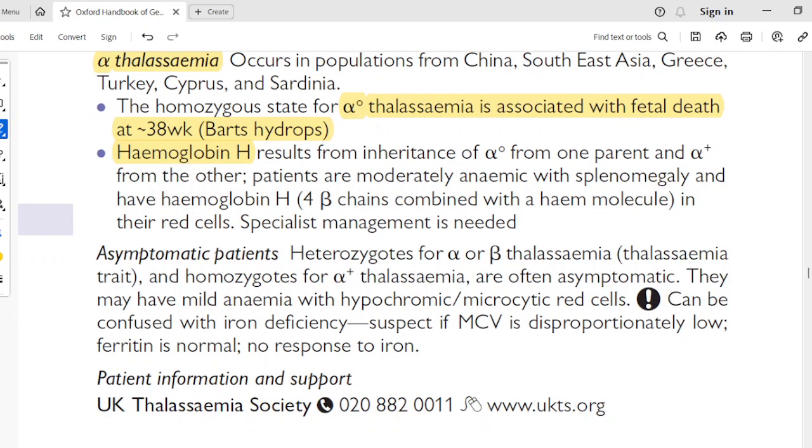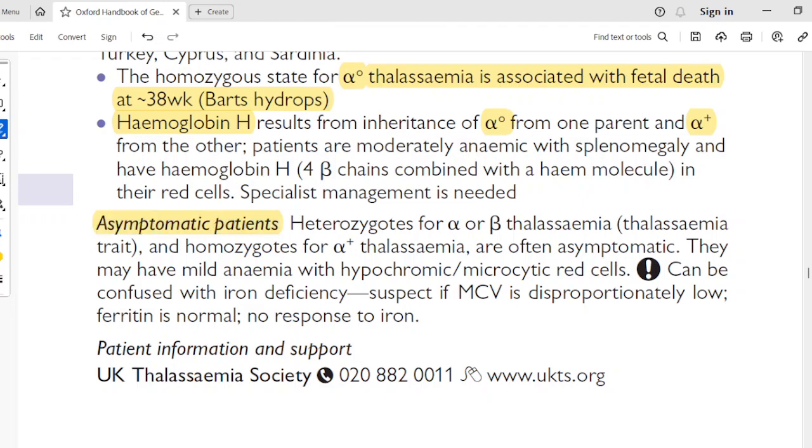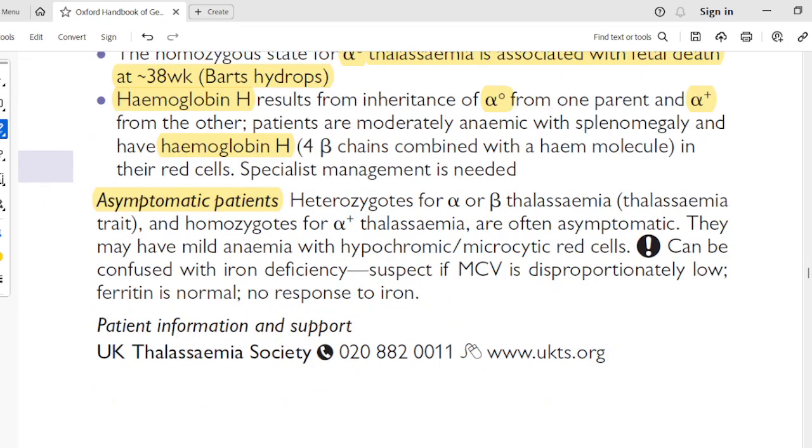Hemoglobin H results from inheritance of alpha 0 from one parent and alpha plus from the other parent. Patients are moderately anemic with splenomegaly and have hemoglobin H, 4 beta chains combined, in their red cells. Specialist management is needed. So hemoglobin H disease is alpha 0 and alpha plus genotype from mother and father. Heterozygous for the alpha gene is a little less severe. They will have hemoglobin H, and specialist management would be required for the treatment.